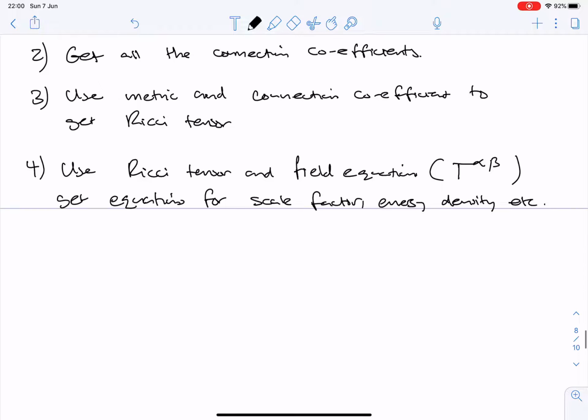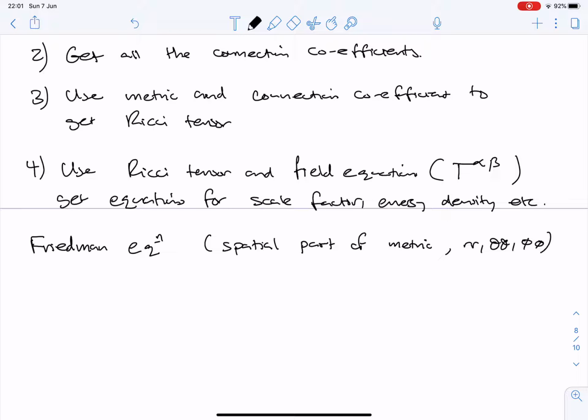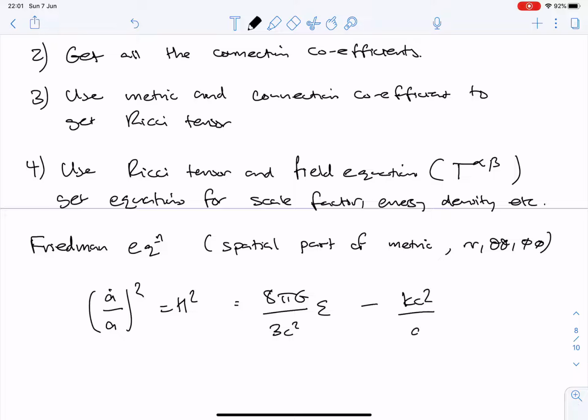And so what you have is the Friedmann equation. And that comes from the spatial part of the metric, rr, theta theta, phi phi. And it says the following: a dot over a, squared. Remember, that's the Hubble parameter, H squared, equals 8 pi G over 3 c squared epsilon, minus k c squared over a squared.